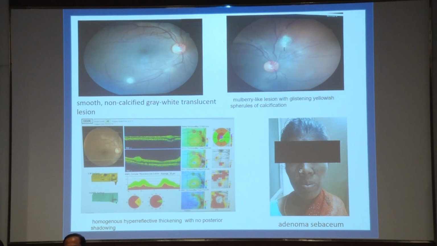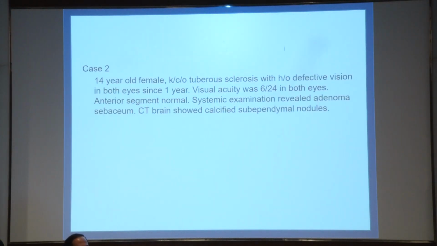OCT of the right eye showed hyperreflective thickening of the retinal nerve fiber layer. So this is suggestive of a type 1 lesion in the right eye and a type 2 in the left eye. The second case was a 14-year-old female who was diagnosed with tuberous sclerosis.